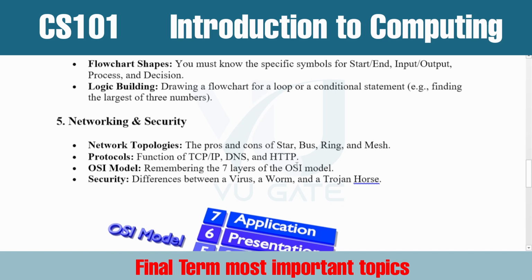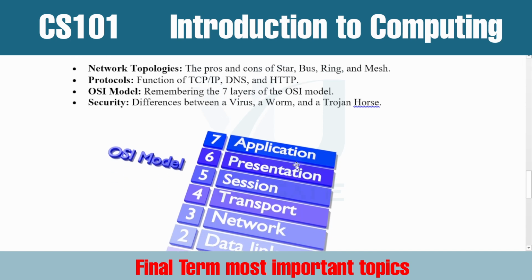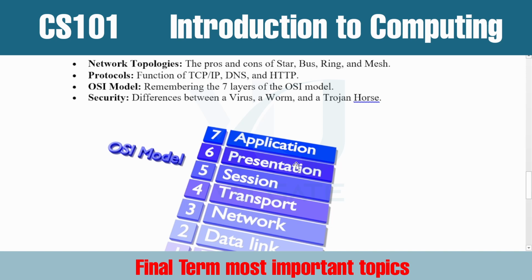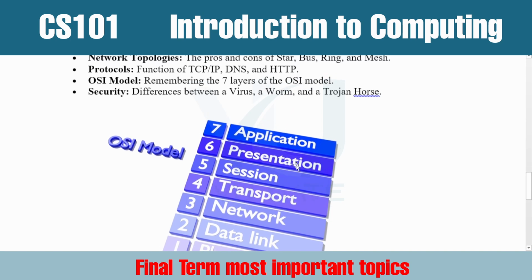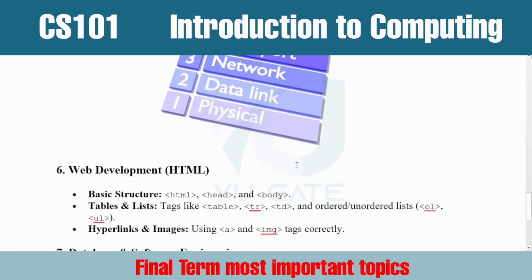In Topic 5, Networking and Security, focus on network topologies, like star and mesh, and the 7 layers of the OSI model, which is a conceptual framework used to understand how data moves across a network. You should also learn the functions of protocols like DNS, and the differences between viruses and worms.